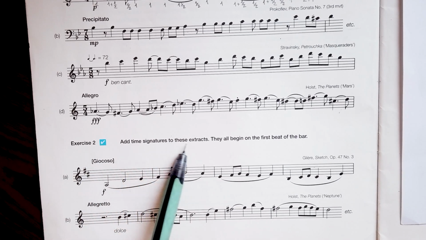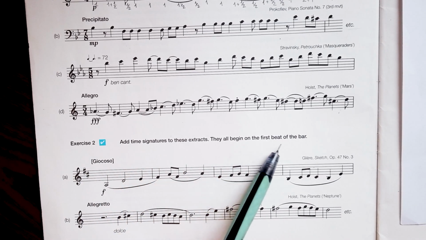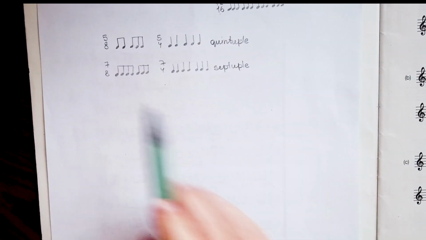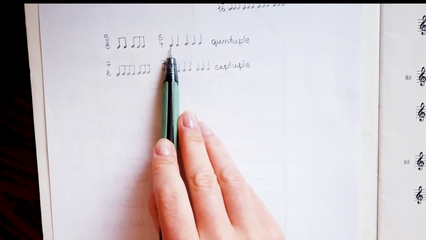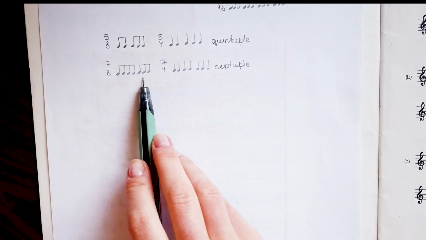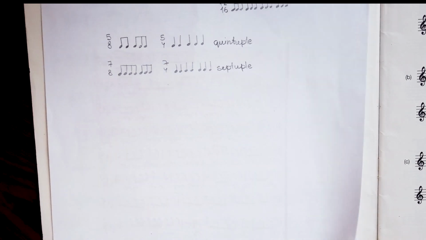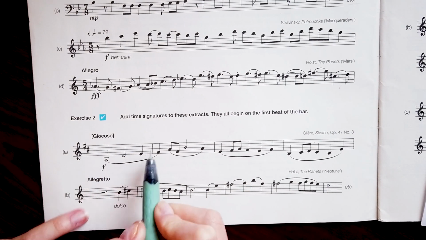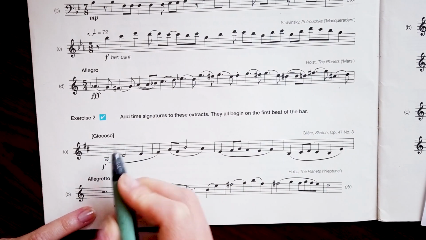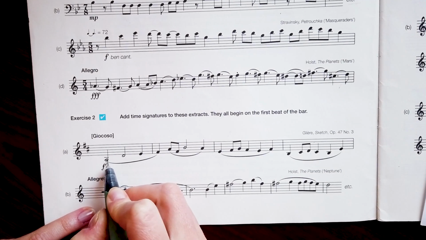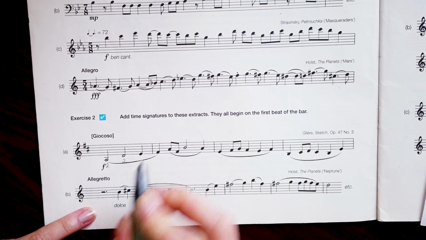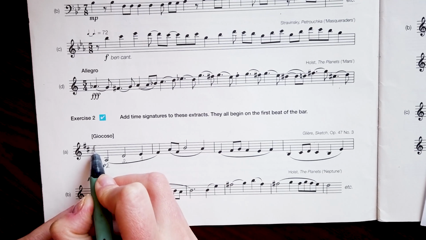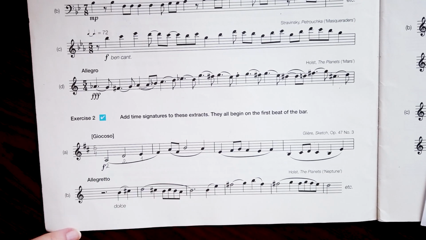Exercise number 2: add the time signature to these extracts. They all begin on the first beat of the bar. So let's repeat: 5 quavers, 5 crotchets, 7 quavers, and 7 crotchets in a bar. Let's write under each note its value. So this bar: minim is 2, another minim, another 2 beats, and crotchet is 1 beat. Altogether we can see 5 full beats, 5/4.